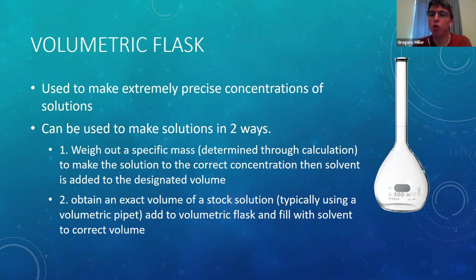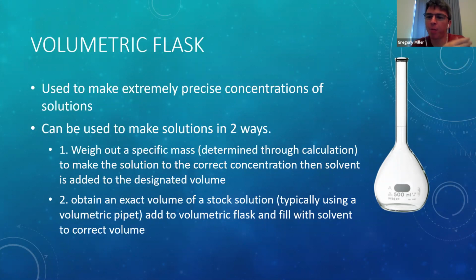So going back to glassware, to make a very accurate solution, which is very important for calibration curves that I'll get into later, we need a volumetric flask. And they can be made two different ways. You either measure out a specific mass of your solute and add that to your volumetric flask, fill it to the line to make your solution. This is usually your stock solution.